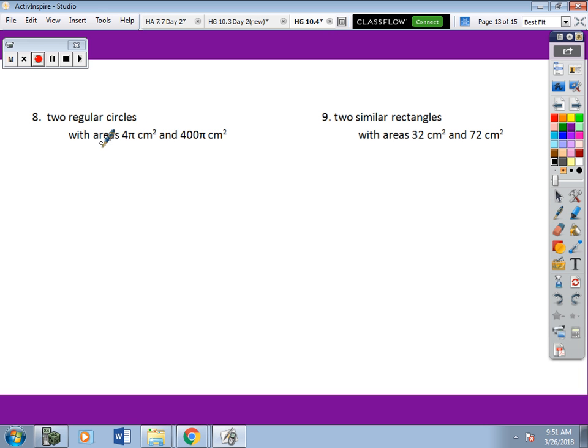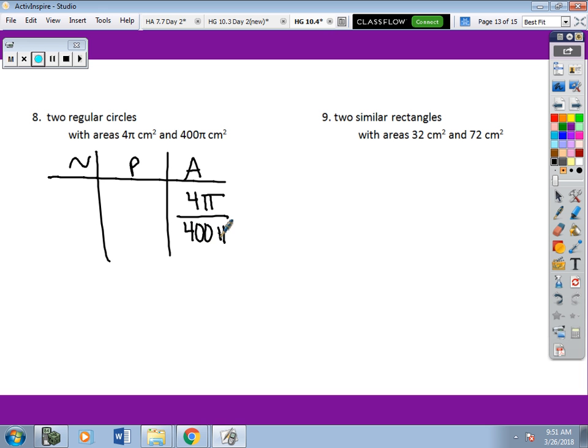This one we have two regular circles. Areas are 4 pi and 400 pi. Now the pi's themselves can actually just divide out. So again, we're going to square root. You can square root as is if you'd like, or you can reduce. 4/400 is really 1/100. So whenever I square root those, I'm going to get 1/10 and 1/10.